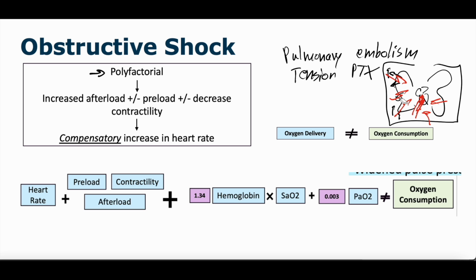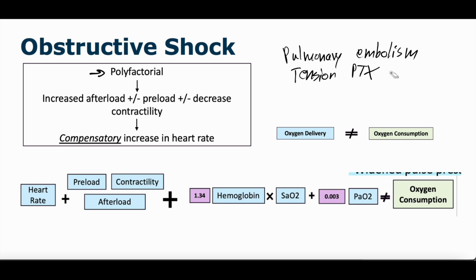That is distinctly different than pulmonary embolism, right? This is that there's pressure squeezing on the heart, so it can't get enough preload to fill, whereas pulmonary embolism is there's too much afterload that the heart is pumping against. So you can see here that more so than the other categories, there's a lot of polyfactorial causes here. Another big thing is cardiac tamponade.